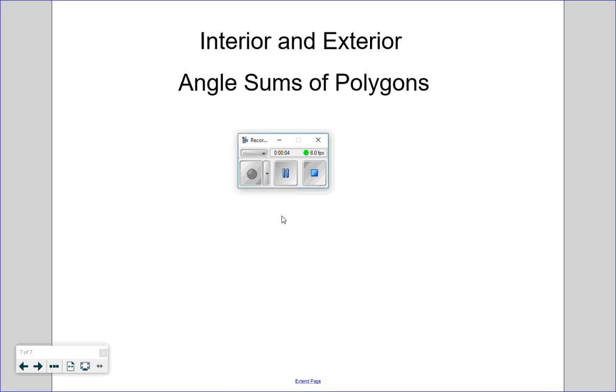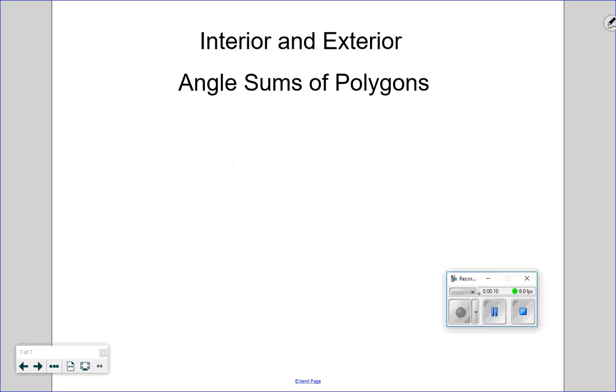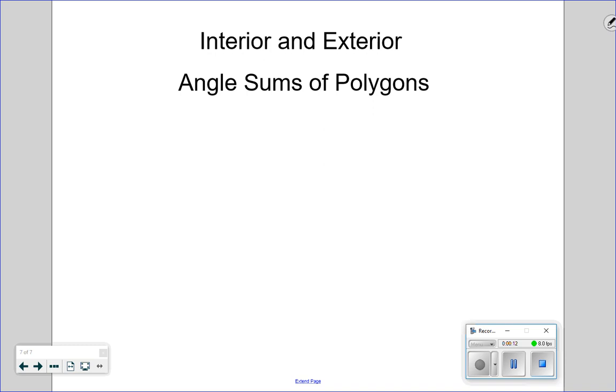Okay guys, today's lesson is going to be on angle sums, so interior and exterior angle sums of polygons. Now some of this you actually already know and should be a review. For instance, when we talk about interior angle sums, we're talking about the angles on the inside of a polygon.